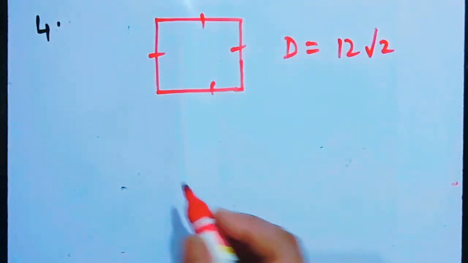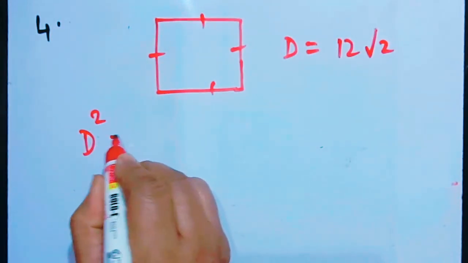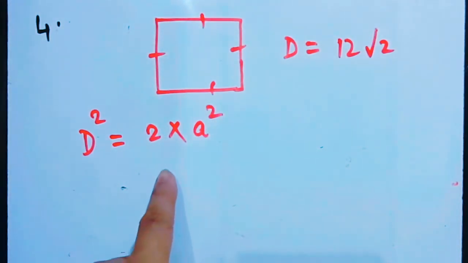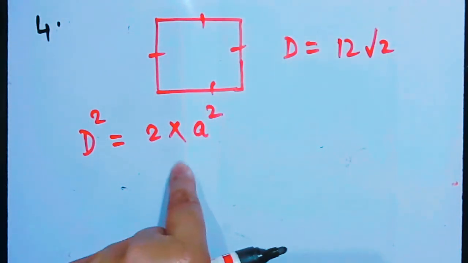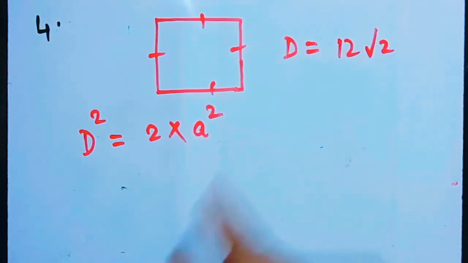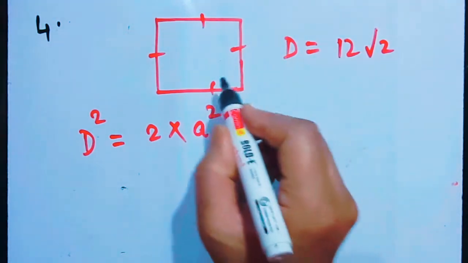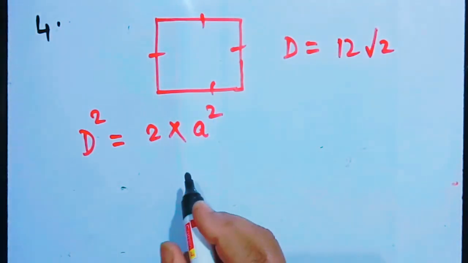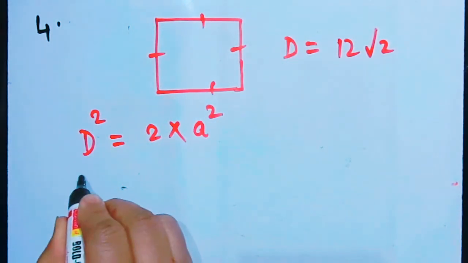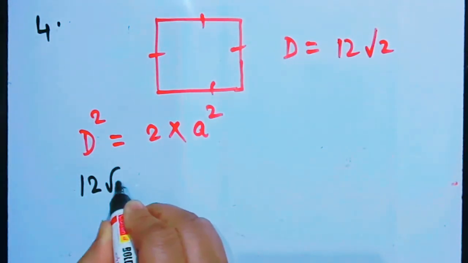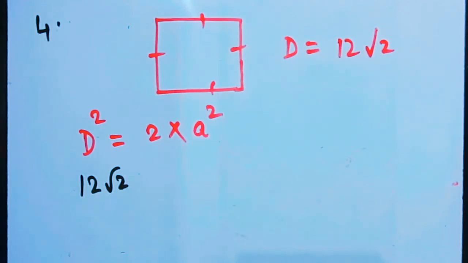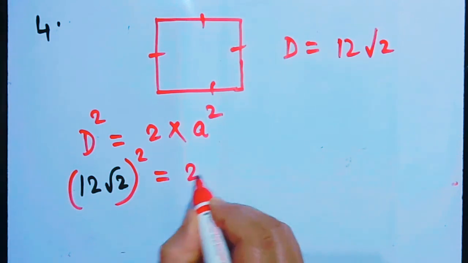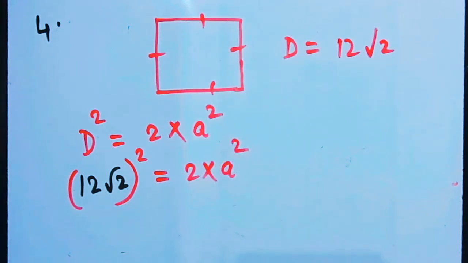So naturally you know the formula, that diagonal square is equal to 2 into a square. You will have to learn this by heart, because at that time you will not have enough time to formulate a formula, isn't it? So diagonal square is equal to 2 into a square. They have already given you the diagonal as 12 root 2. So 12 root 2 square will be equal to 2 into a square.